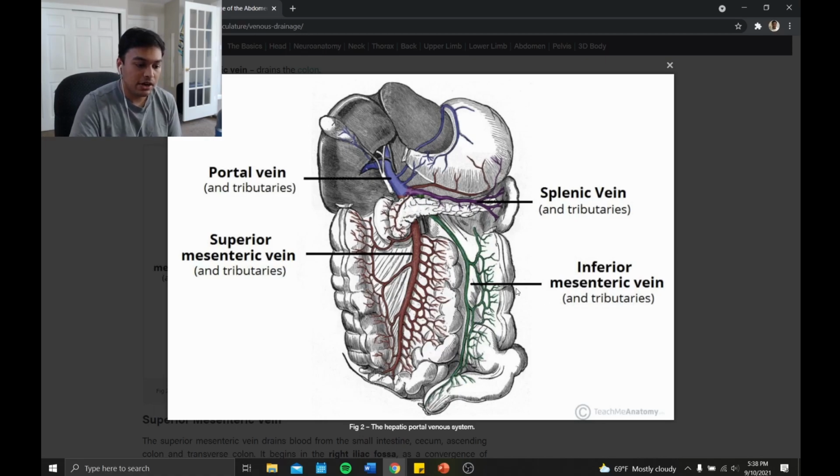The inferior mesenteric and the superior mesenteric drain blood from the duodenum, jejunum, and ileum, which are the three parts of the small intestine, as well as the large intestine, the colon.